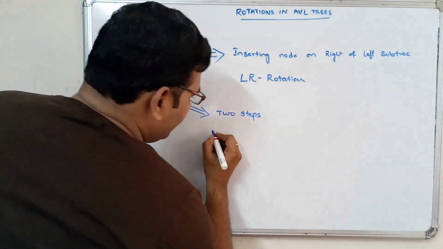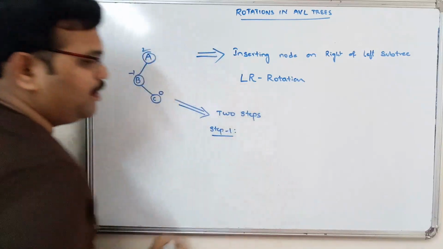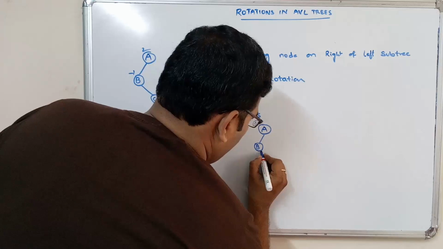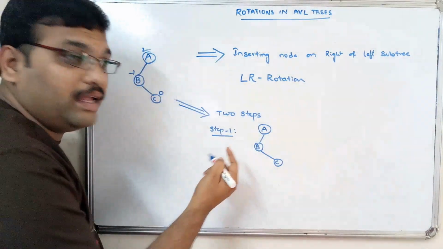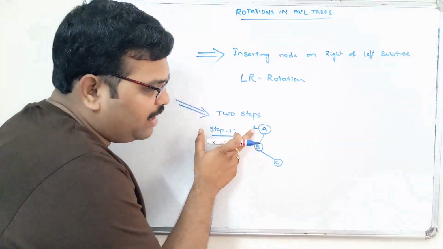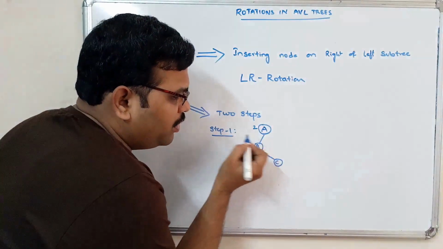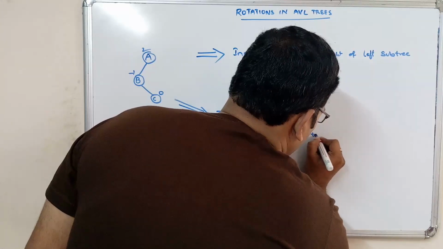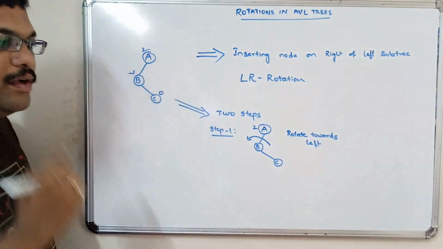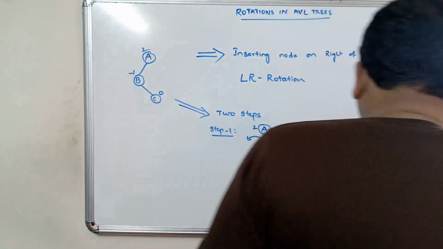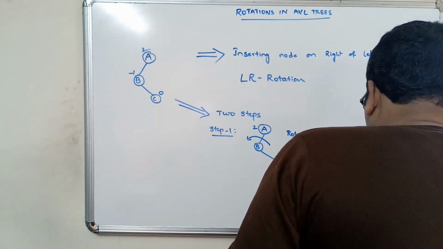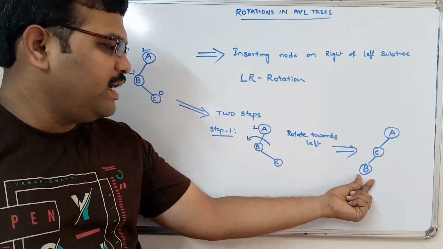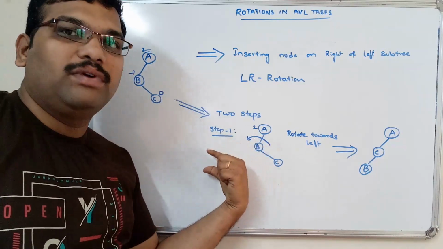In 2 steps. So first step, consider this one, where we have an imbalanced node, node A. Just ignore the root node, and from the next node you rotate towards left. After rotating towards left, what will we get? A, B, C. This is the result we get after rotating the subtree towards the left.